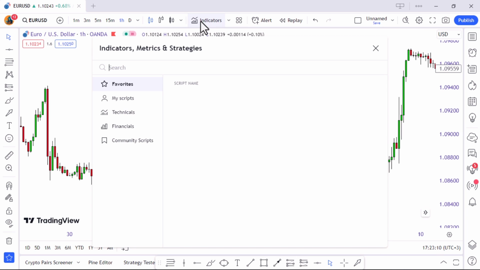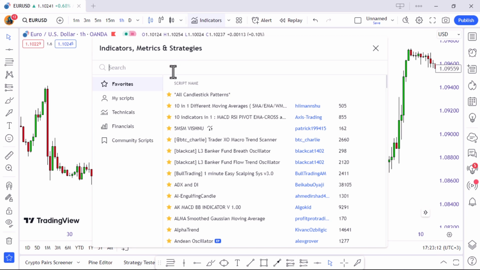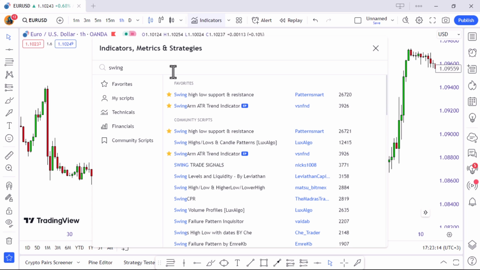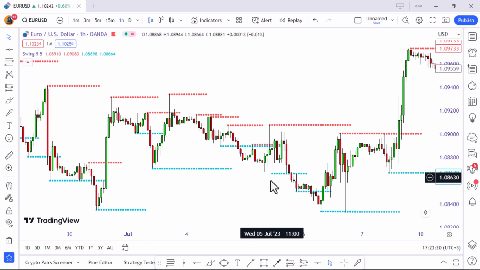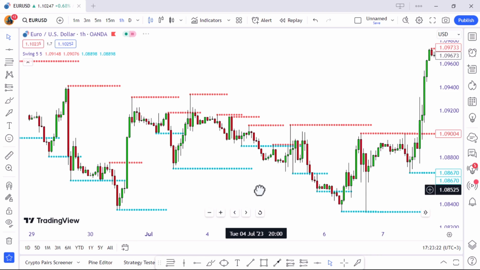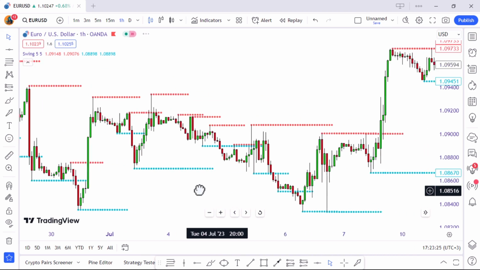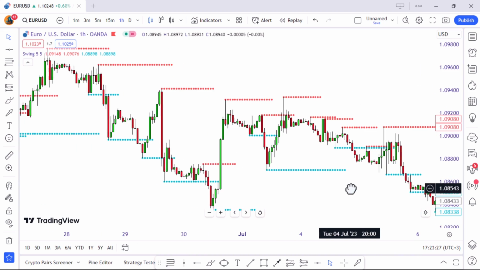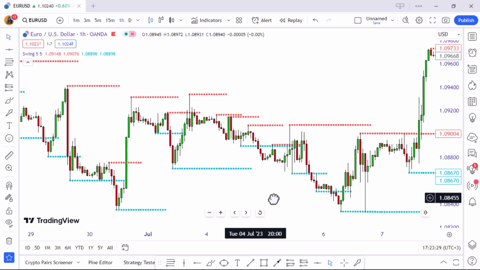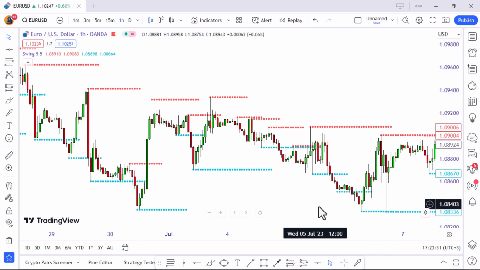In order to help us identify these support and resistance levels, let's add an indicator to the chart. Navigate to the indicator search tab and search for the swing high and low support and resistance indicator. Select the indicator made by Patterns Smart and add it to the chart. This indicator plots dotted lines and represents swing high and swing low points that can act as both support and resistance zones.